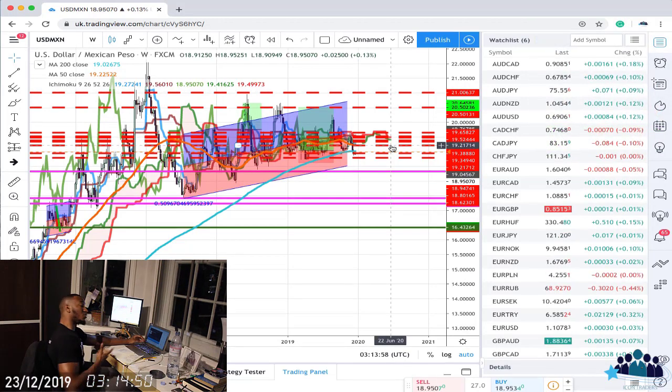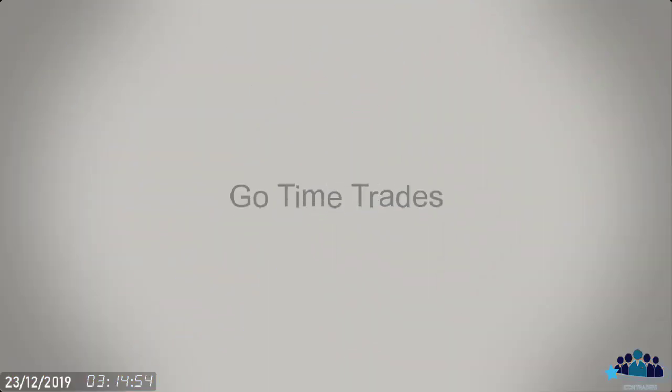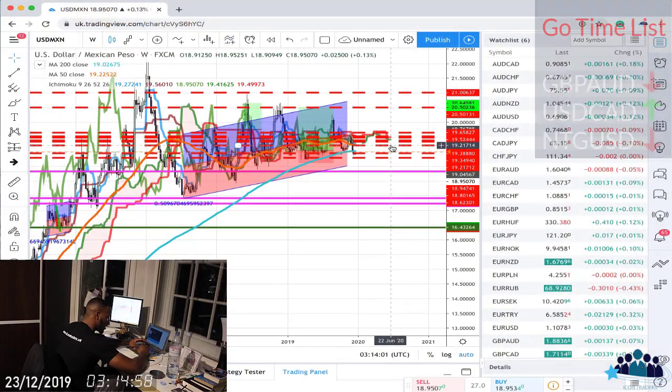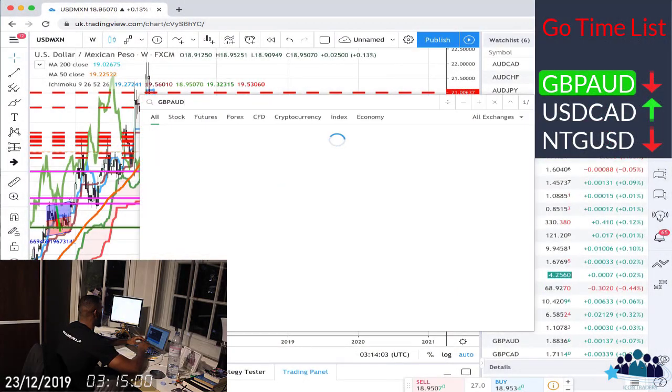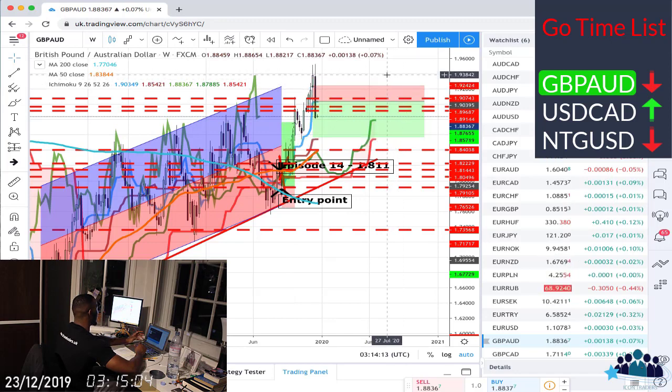Now let's move over to our go time trades and see what is happening there. So now we've got GBP AUD. With this one, we have been looking at GBP AUD for quite some time. Once again, if you see the previous episodes, you'll know that I say this, I do this. Come on guys, if you're not taking this advice, then you might as well just shoot yourself in the foot.